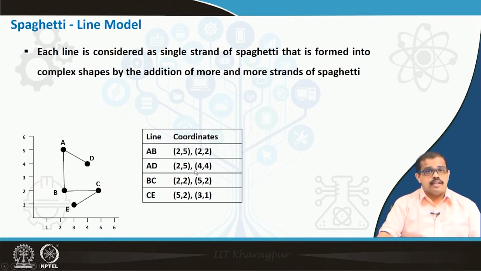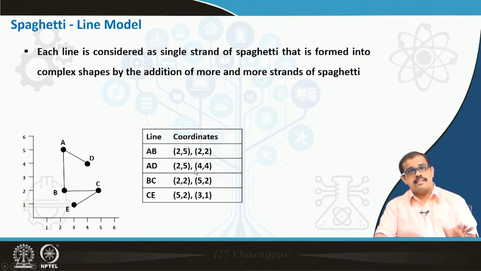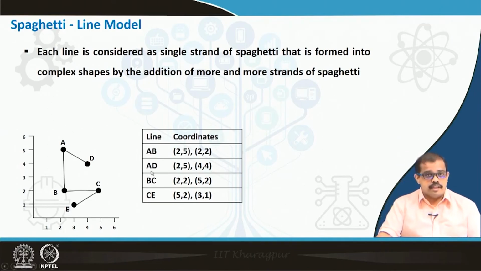So, all of these are nothing but a single strand. Each of these strands in this model, for example, AD, is a strand which I have represented here. It has coordinates of 2, 5 and 4, 4. If you see, A is 2, 5 and D is 4, 4. So that is how you represent AD.